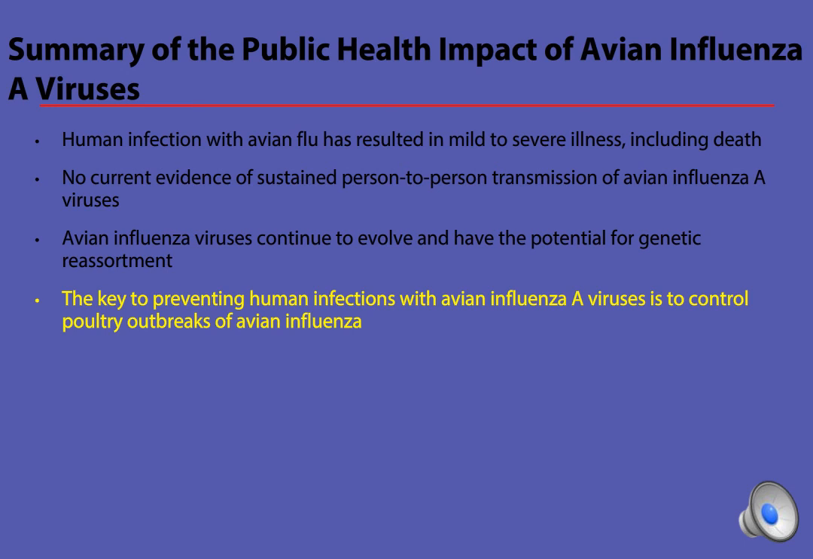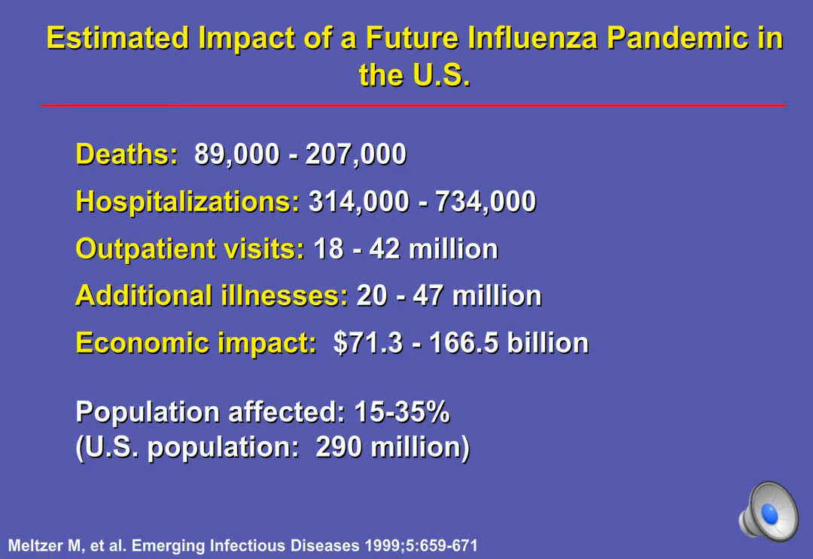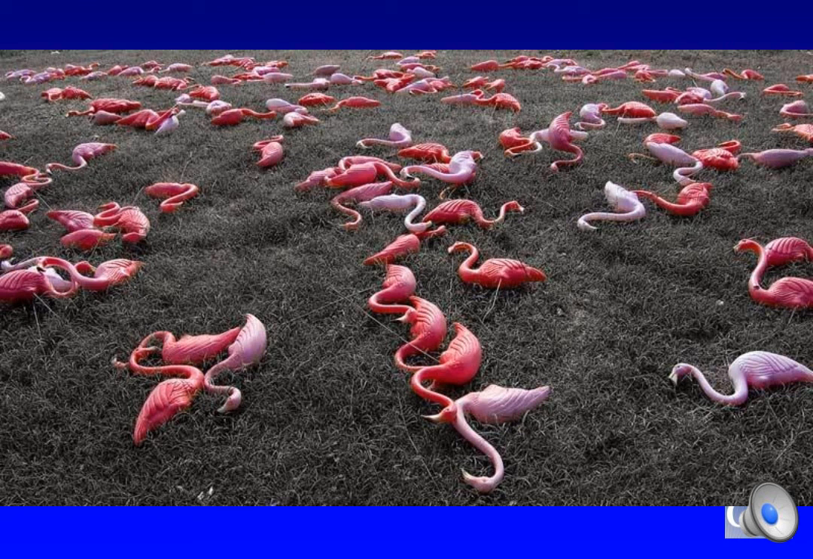The public health impact of the viruses: a future influenza pandemic in the U.S. could result in up to 200,000 deaths, 500,000 hospitalizations, etc., with a huge economic impact. And it could affect 15 to 35% of the U.S. population. So influenza pandemics are a severe concern for the future. We'll be talking later, when we talk about emerging infectious disease, about SARS and MERS and so forth. But I did want to put in a word about influenza during this lecture. And this is the result of an avian influenza outbreak with a bunch of pink flamingos.